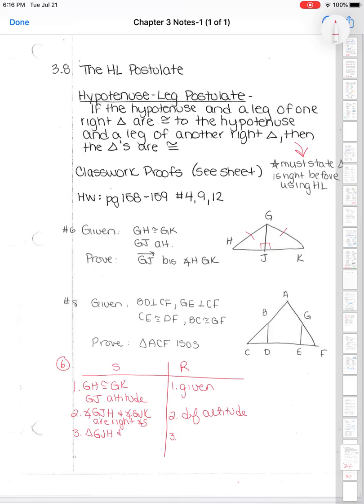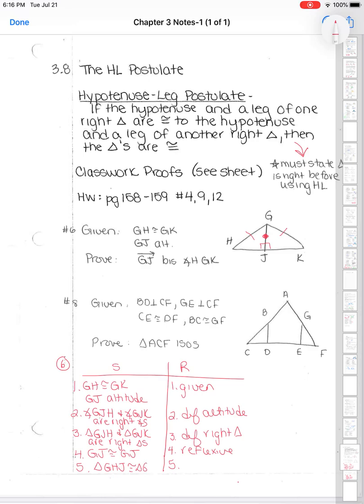Now, in order to use the HL theorem, typically in the past, what we've done is then say the two angles are congruent. But to use the HL theorem, you don't need to use that notion. You just need to state that the two triangles are right triangles, and in order to be right triangles, they need to have a right angle. So, triangle GJH and triangle GJK are right triangles by definition, right triangle. Now, if you want to say the angles are congruent first, and then say they're right triangles, that's fine. Now, the other thing we know is that GJ is congruent to GJ by the reflexive property.